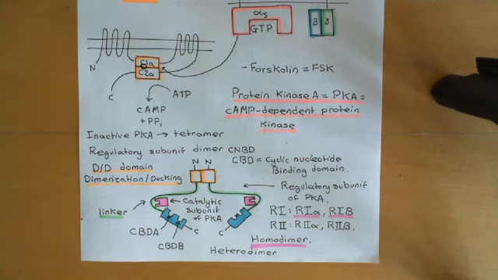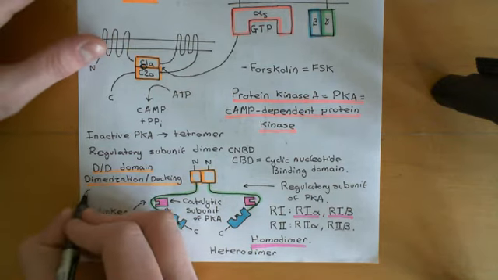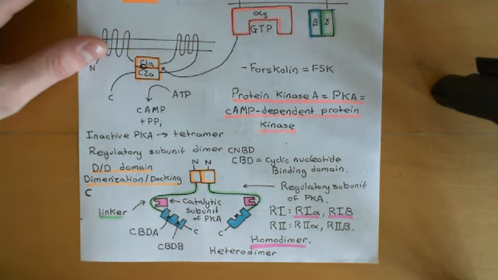Now, for short, the catalytic subunits of protein kinase A are abbreviated as the C subunits. And there are three different types of catalytic subunits of protein kinase A, I'm afraid.